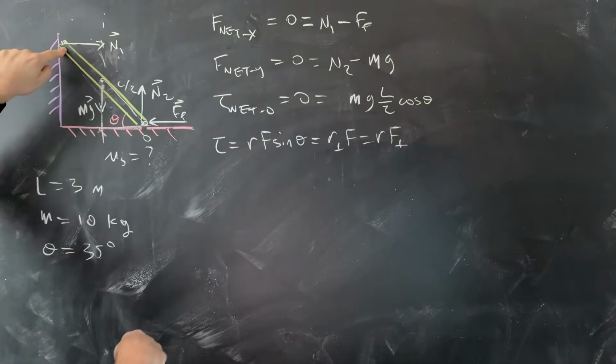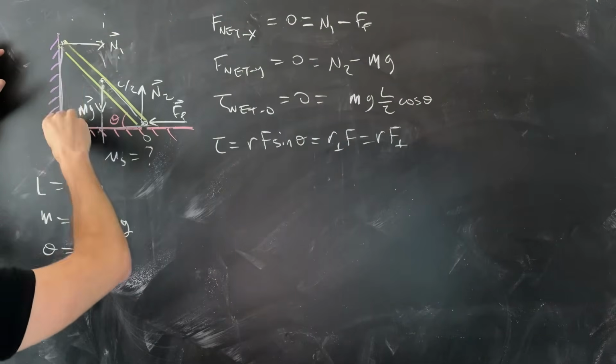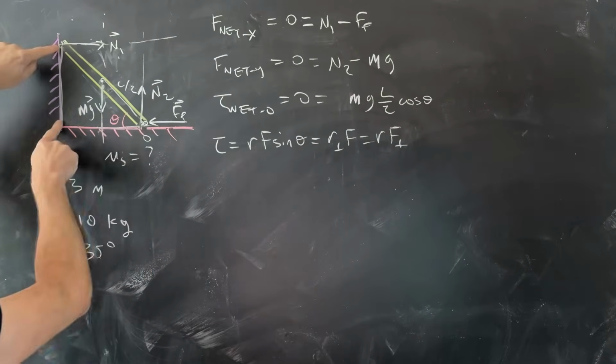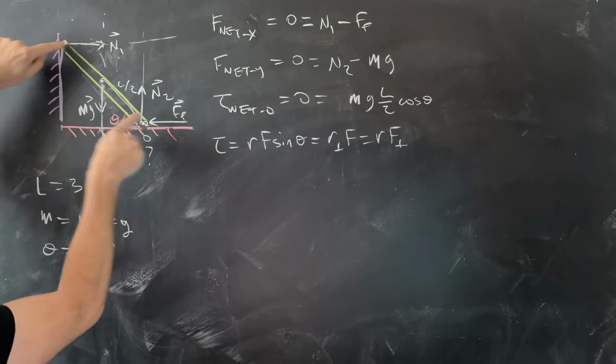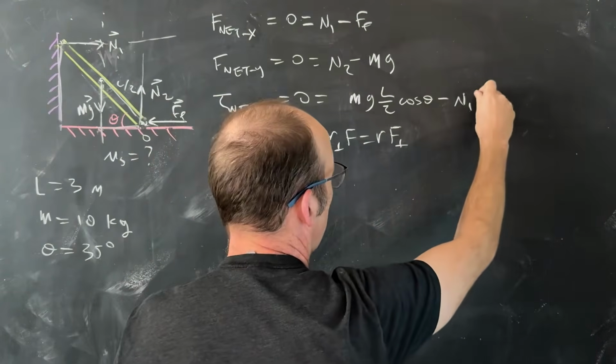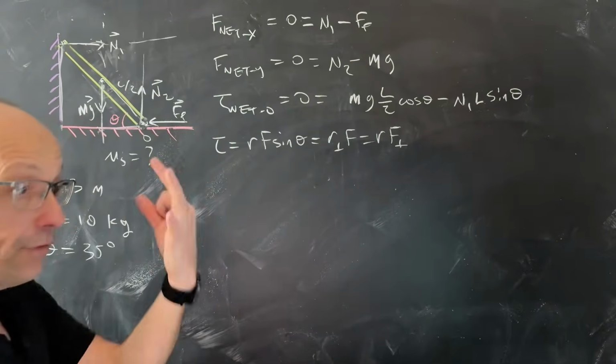Now for this one up here, it's going to be a negative torque because it would make it rotate clockwise. And I'm again going to use its perpendicular arm, which is this side right here, right? Because that's the same as this. So this distance is going to be L sine theta. So I'm going to get minus N1 L sine theta.